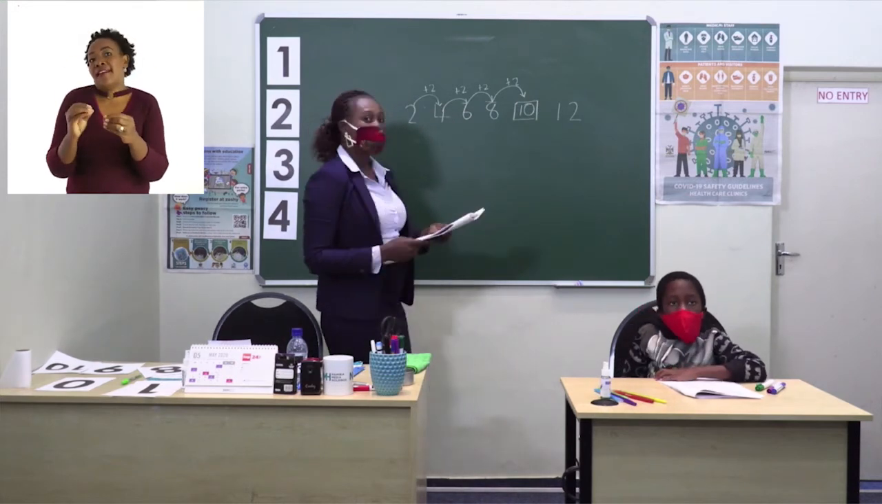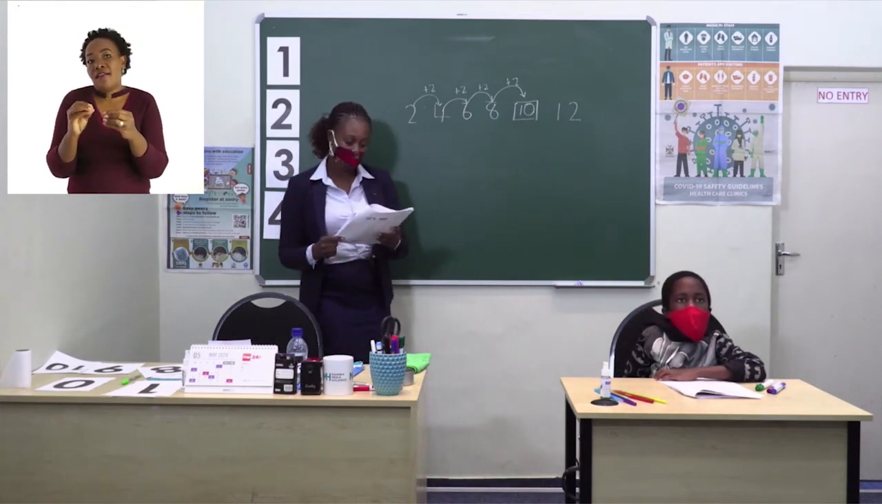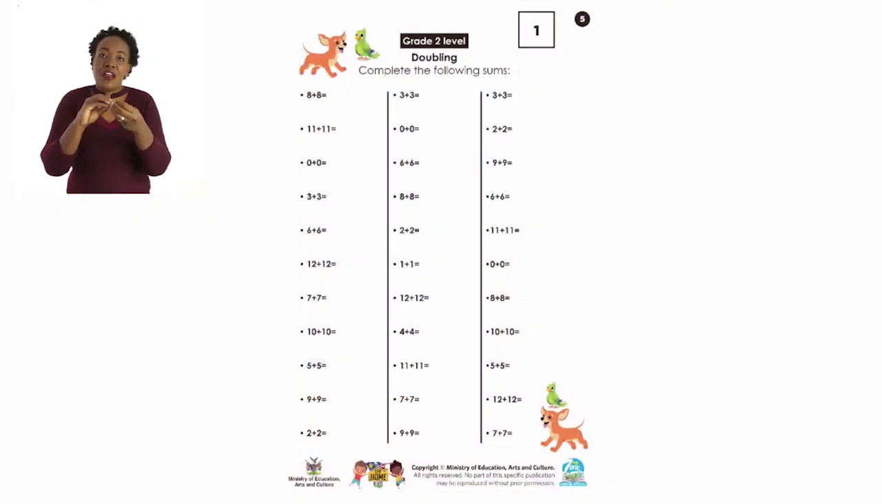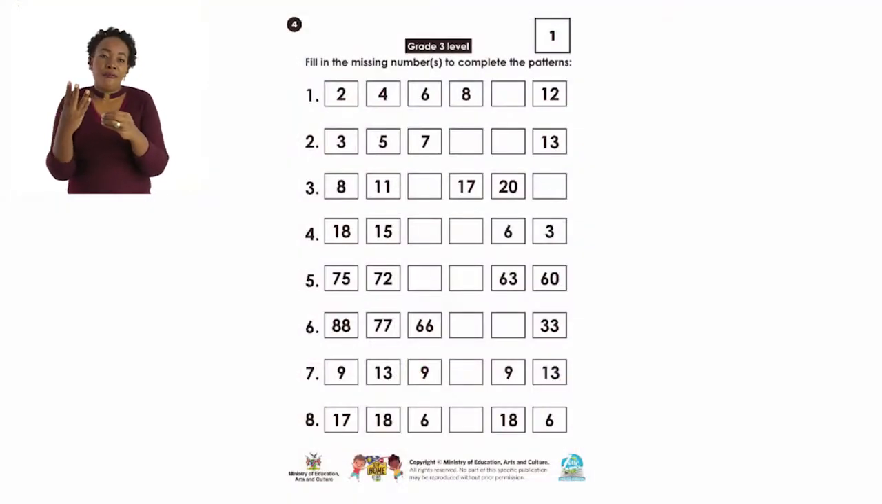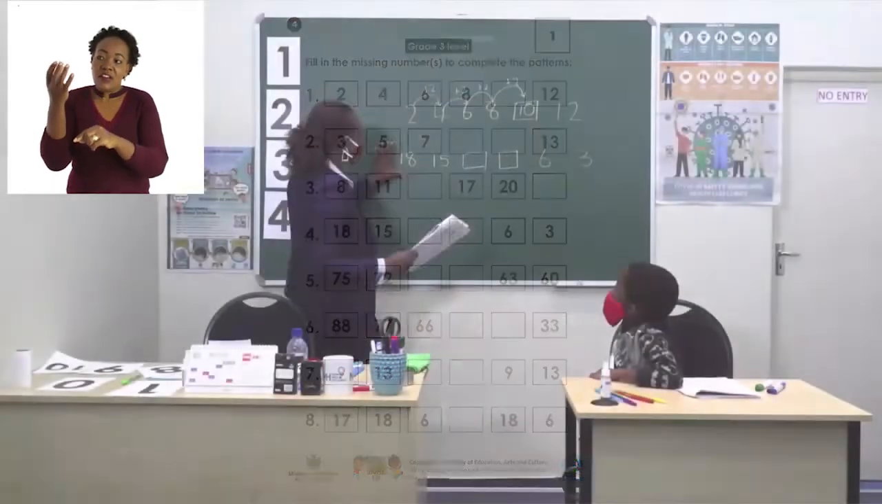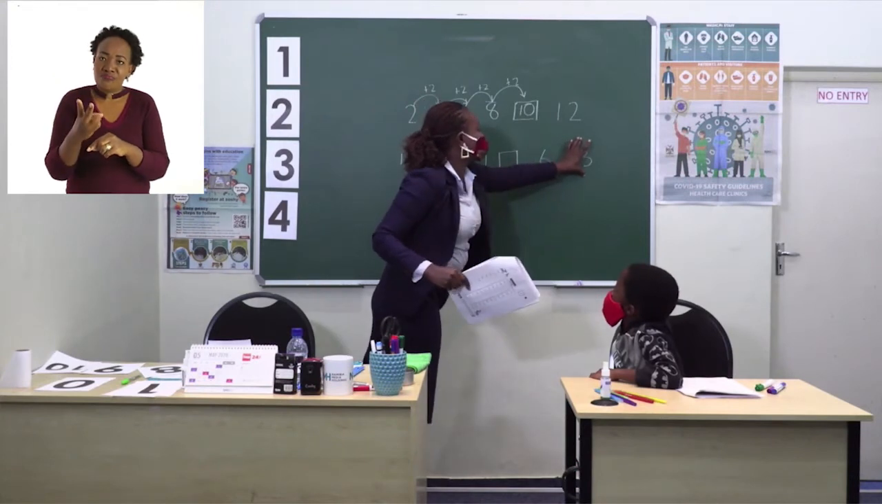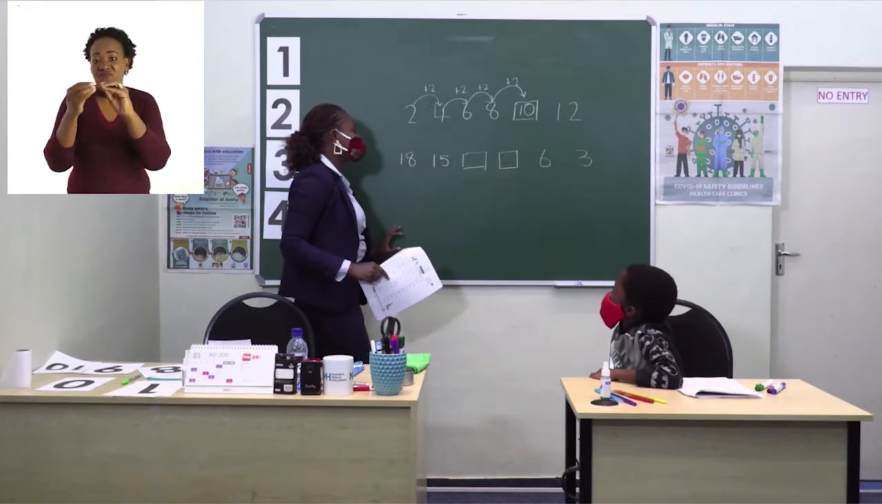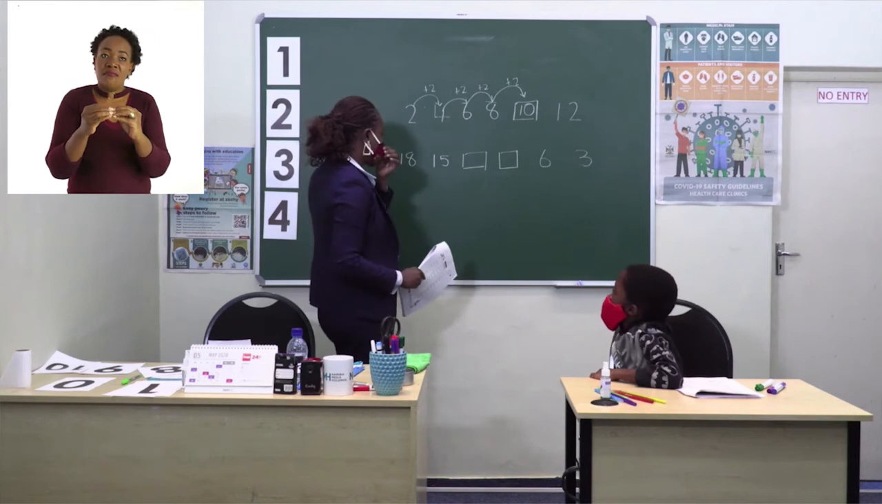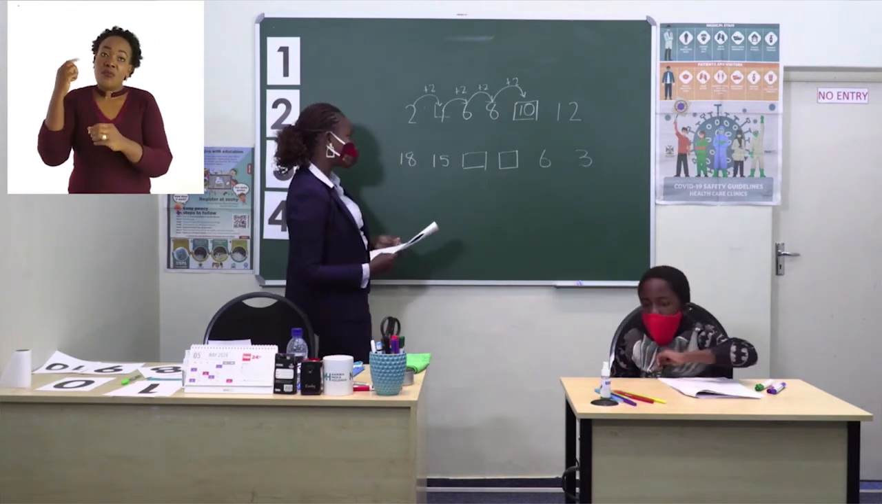Okay. I'll do number 4 with you from our booklet. We have 18, 15, we have a box, we have another box, then there's a 6 and a 3. If you look at these numbers, you can see that they are counting backwards. We must always take note of that, grade 3s.